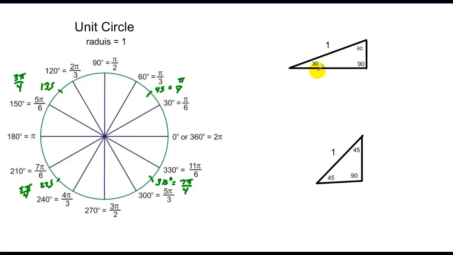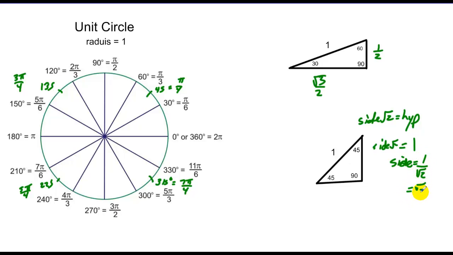And I know that the short side is half the hypotenuse. So I know that this is 1/2, and the long side is equal to the short side times √3, so that's √3 over 2. Likewise, I know that my side times √2 is equal to my hypotenuse. I know my hypotenuse is 1. So if I divide by √2, I get my side. Side, in this case, equals 1 over √2, or √2 over 2.